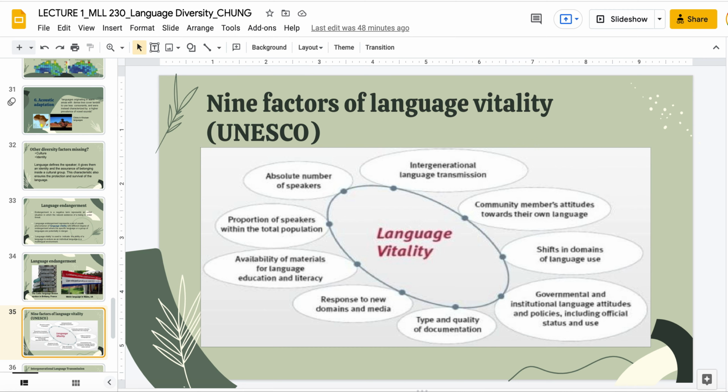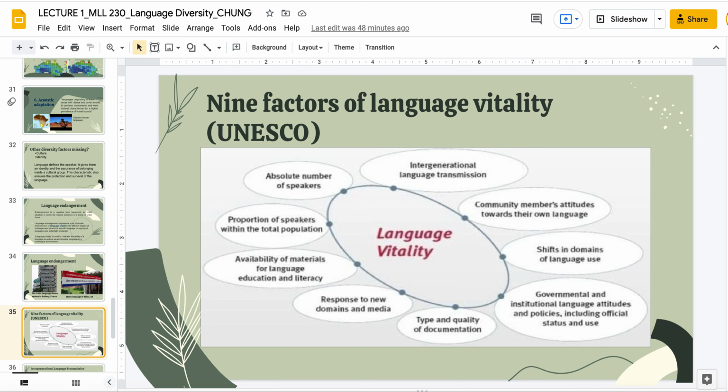What are the community members' attitudes toward their language? Because if your language is being laughed at or mocked, or everyone thinks that's the language of, quote unquote, non-polite people, or poor people or something like that, they're not going to want to speak that language.